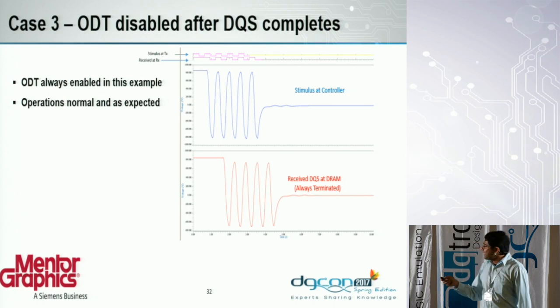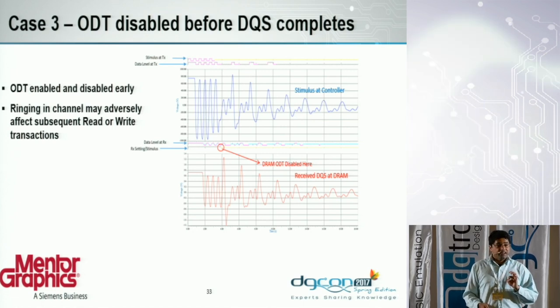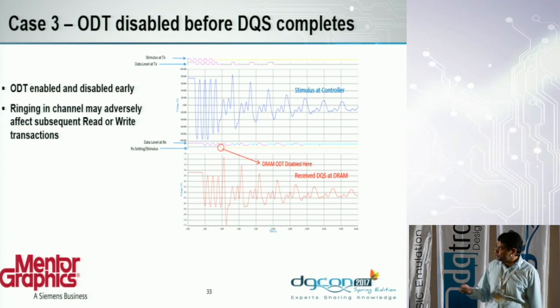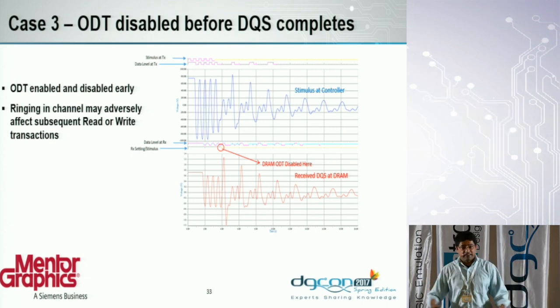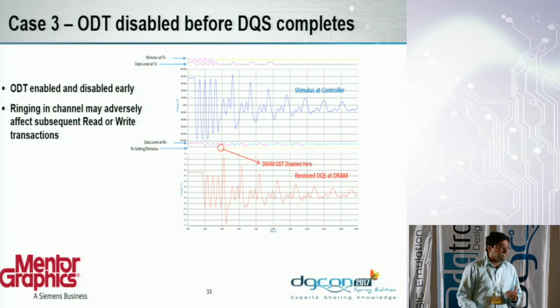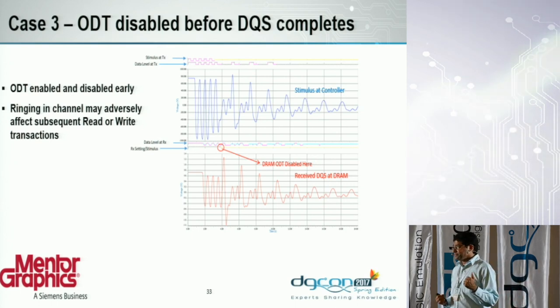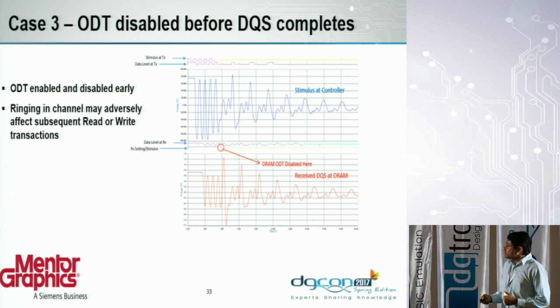But I'm sure you can imagine, in this first part on the left, it's terminated properly. But in this case the termination gets removed a little too soon because ODT got enabled a little too soon. And then you have all this energy that you don't want just floating around there. This, I'm sure you can imagine, can cause some kind of a problem for your subsequent transaction, if there's a read that's being done next, when the DRAM is trying, or when the controller is trying to send something.